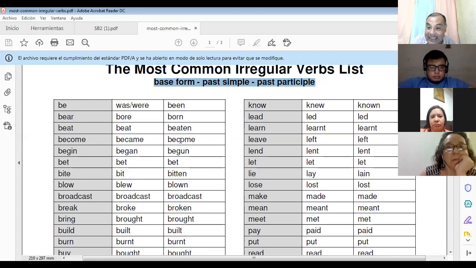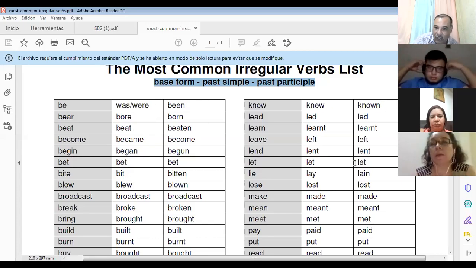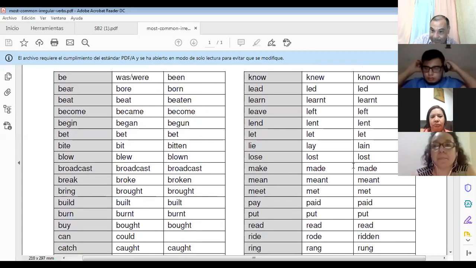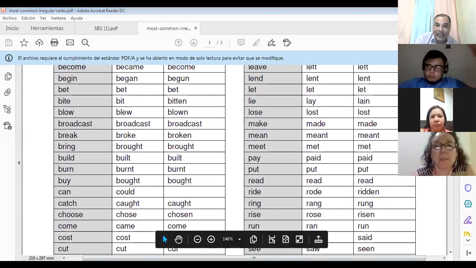So that's why I need you to have this list in your hands at all times. Because when we are doing the exercises, you need to check the past participle, not the simple past, but the past participle, the third column. Is that clear?